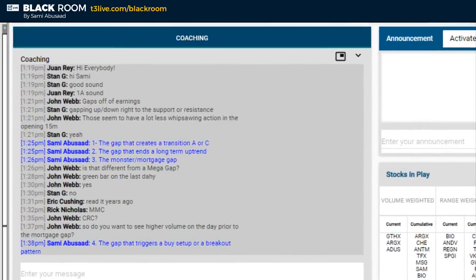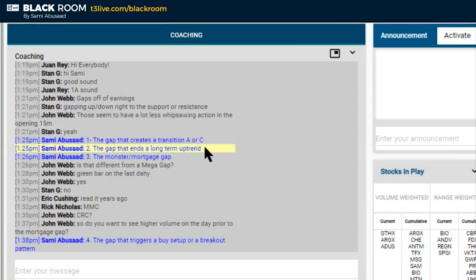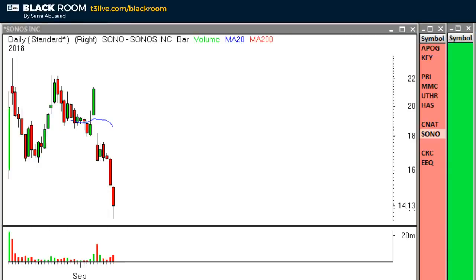This is the coaching that we had today. So the gap that creates a transition A or C, the gap that ends a long-term uptrend or downtrend, the monster or mortgage gap, or in other words, the gap that creates shock value. Then there's a fourth type. It's not a favorite, but it's one of the best four. It's the gap that ignites a pattern, a buy setup or a breakout pattern.